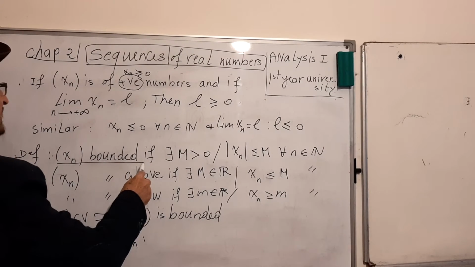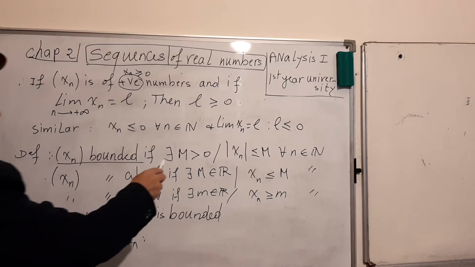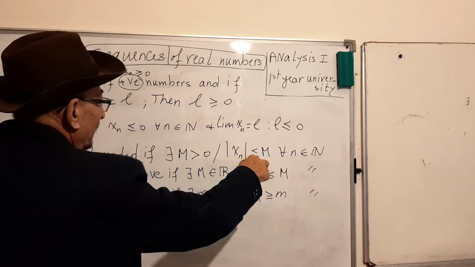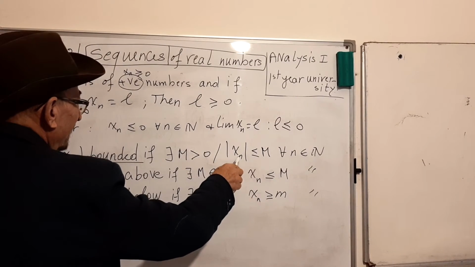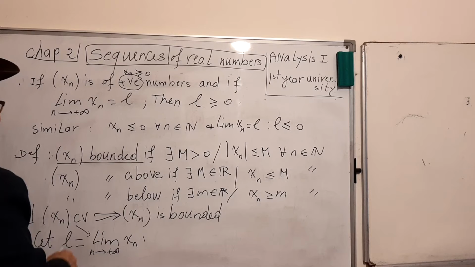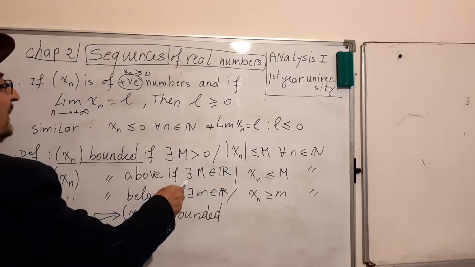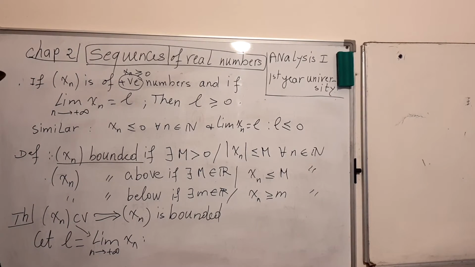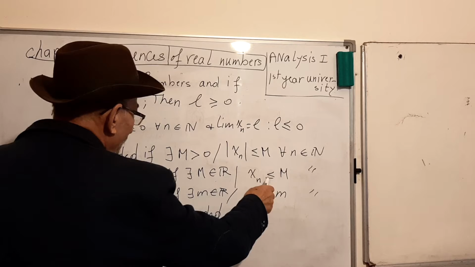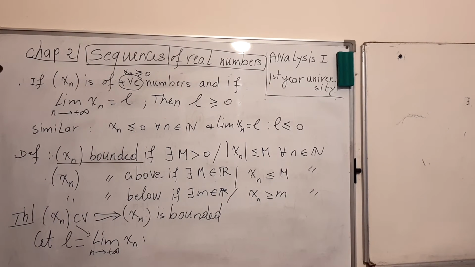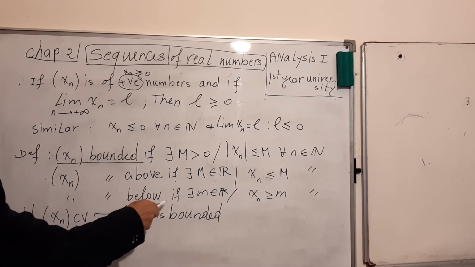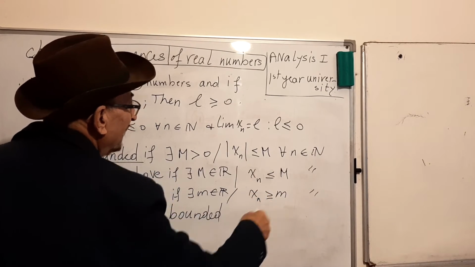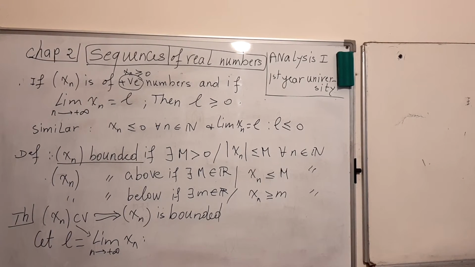We say that xn is bounded if there exists m strictly positive, such that the absolute value of xn is less than or equal to m for every n belongs to N. xn is bounded above if there exists m belongs to R, a real number, such that xn less than or equal to m. xn is bounded below if there exists m belongs to R such that xn greater or equal to m for every n belongs to N.